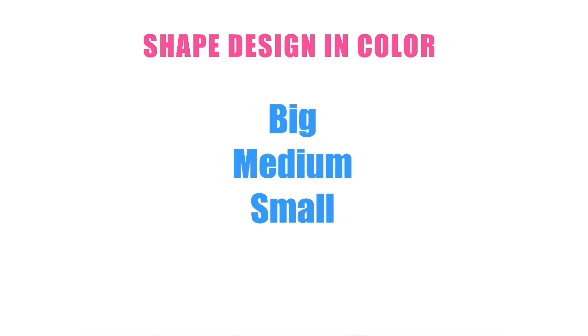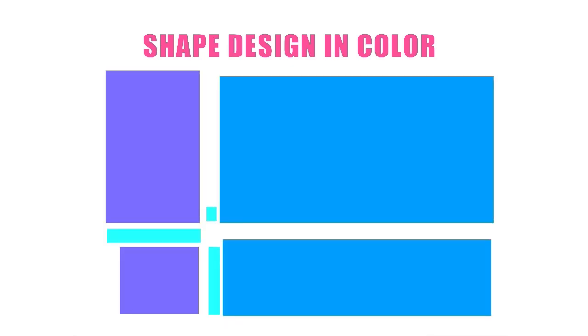Now there are shape designs in colors, which is big, medium and small, the main factor in the color scheme. So if you maintain these things, your paintings will definitely look better than your previous ones. And there are shapes, like in shape designs, big, medium, small in characters as well. So it is in paint as well.